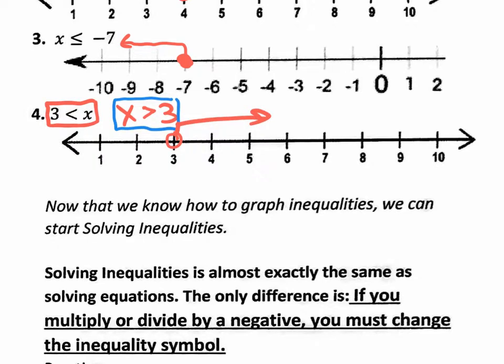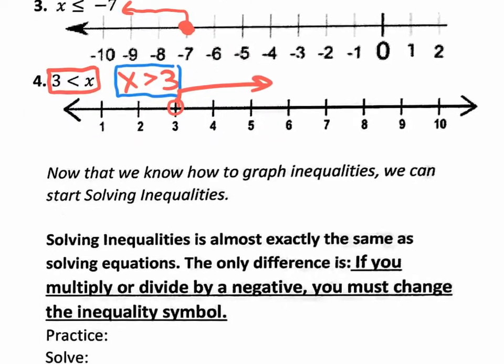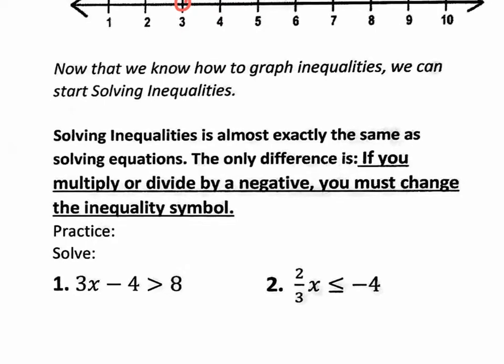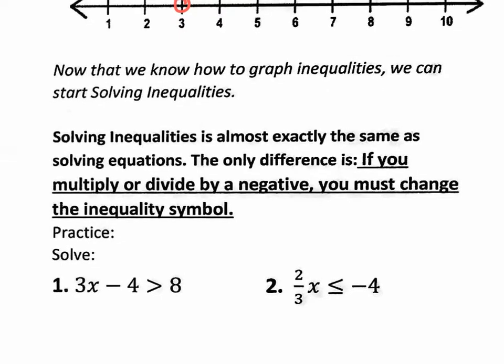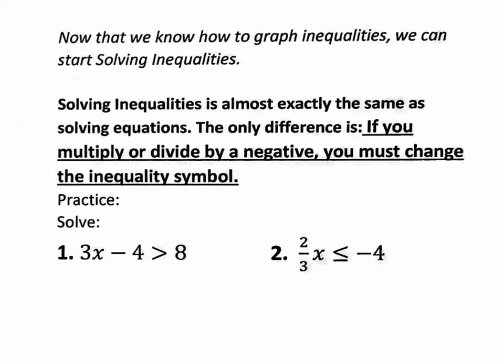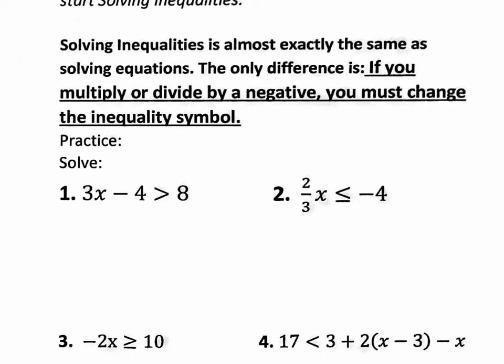So now that we have reviewed graphing inequalities, when do you get an open dot? When you don't have a solid line underneath it. When is it a closed dot? When you have a solid line underneath it. Now that I know how to graph that, let's go to solving inequalities.